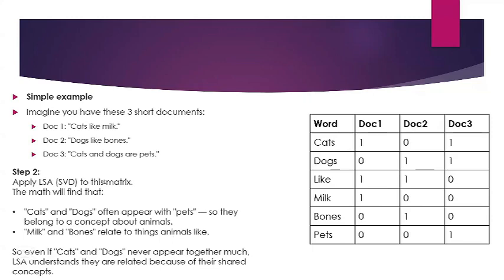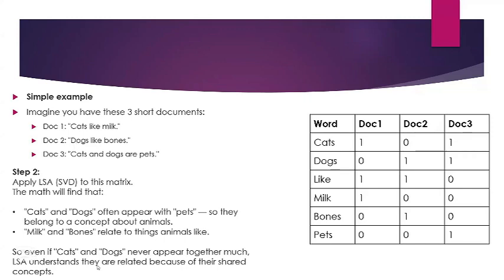So if a human is summarizing this, the human also thinks in the same way, right? We can summarize this in multiple ways. One is like, animals are like milk and bones, right? Very simple. Or we have a lot of ways to summarize this, but that's one way I can.